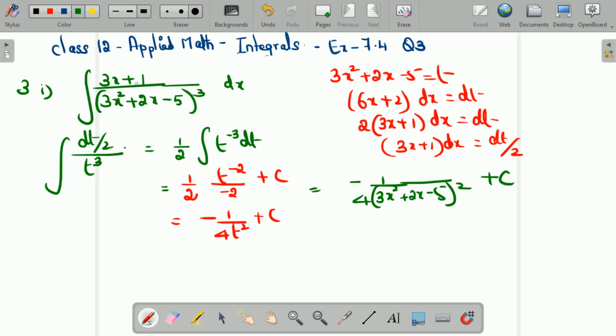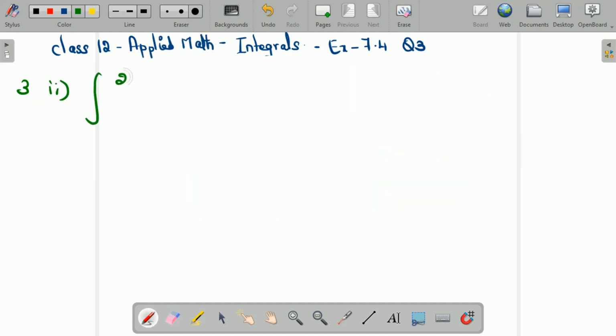Now let's take up the second subdivision in this question. It is integral of 2x divided by cube root of (x² + 1) dx. So we are going to put the expression x² + 1 as t. So x² + 1 is t. So 2x dx is equal to dt.